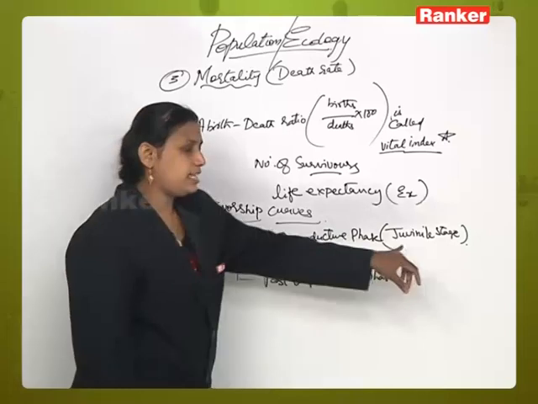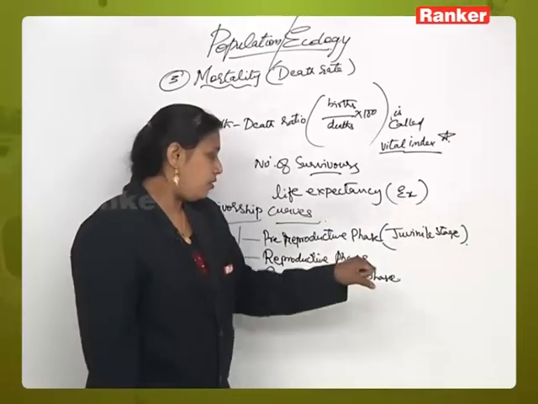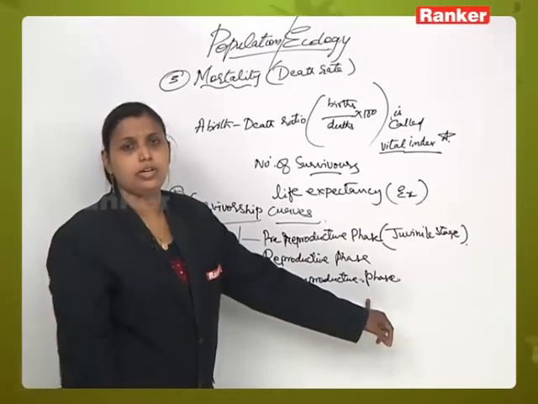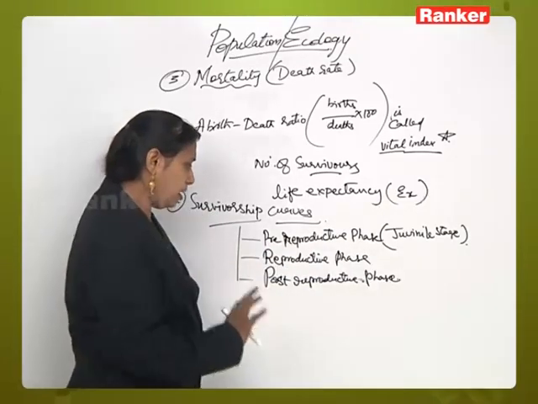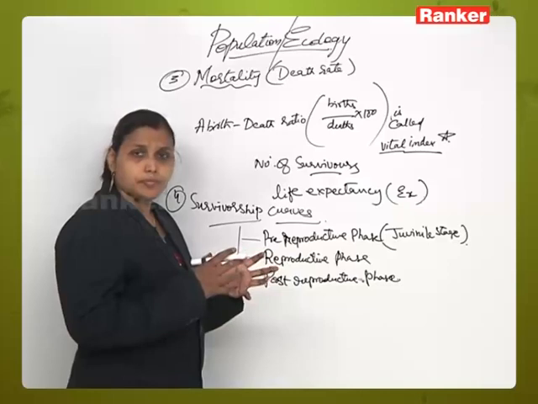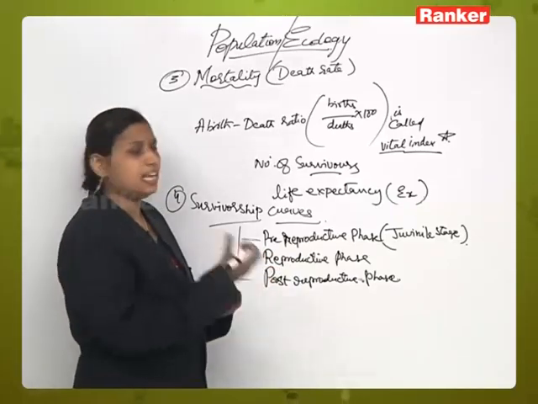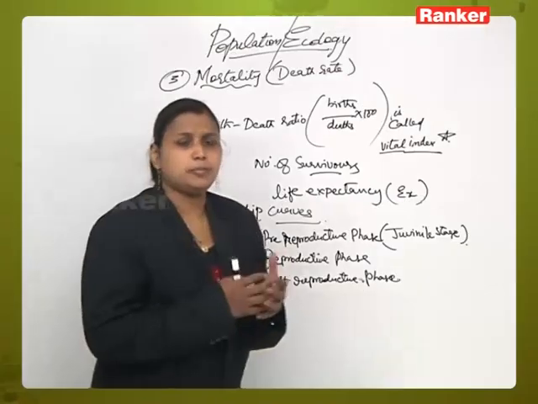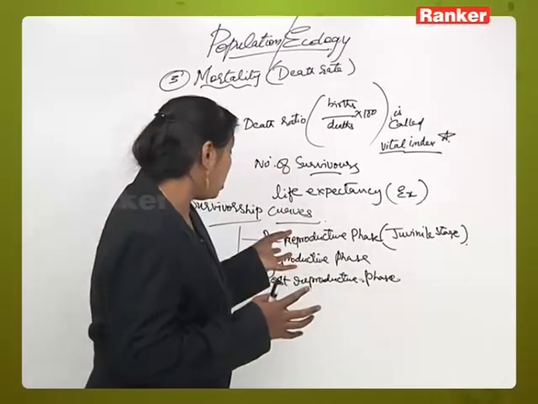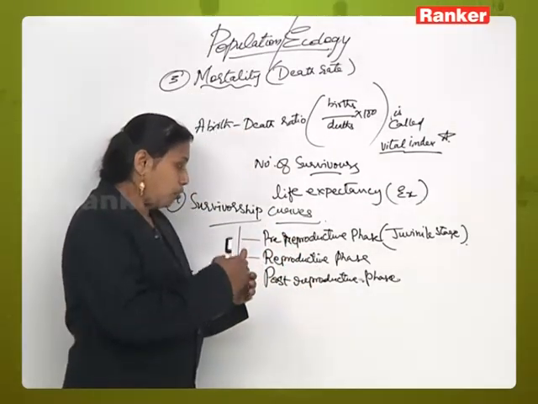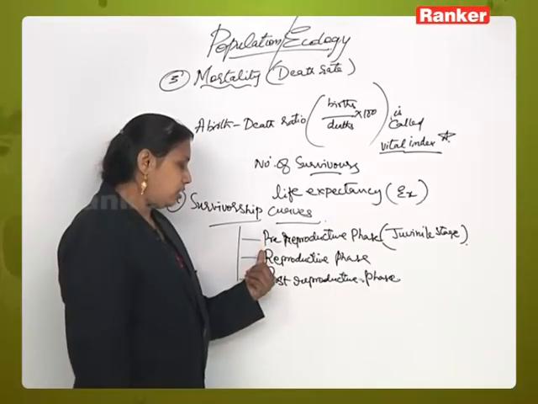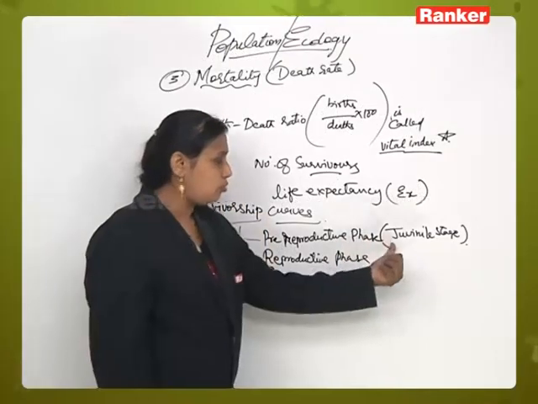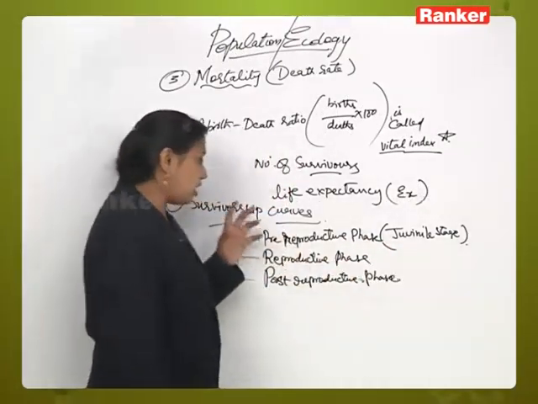That means when it is a newly born baby, when it is in the adult stage, and when it is in old age, depending upon every phase. Now there are some individuals which do not even reach the pre-reproductive phase. There are populations where the mortality rate is high and they do not even reach the pre-reproductive phase. The rate of death is more in the juvenile stage.